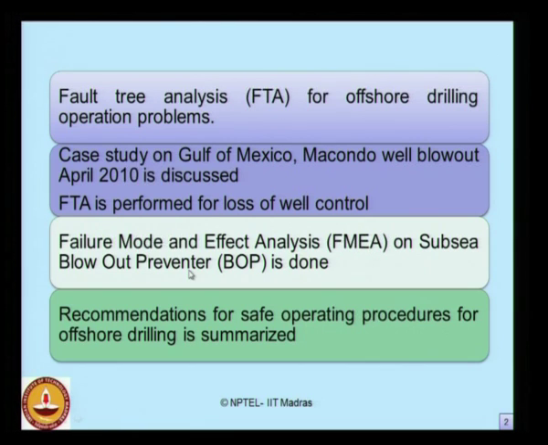So, we have done a design FMEA on the BOP, which will be discussed in this lecture. Based on the two case studies, we will give some recommendations for safe operating procedure for offshore drilling, which will be summarized at the end of these two lectures.